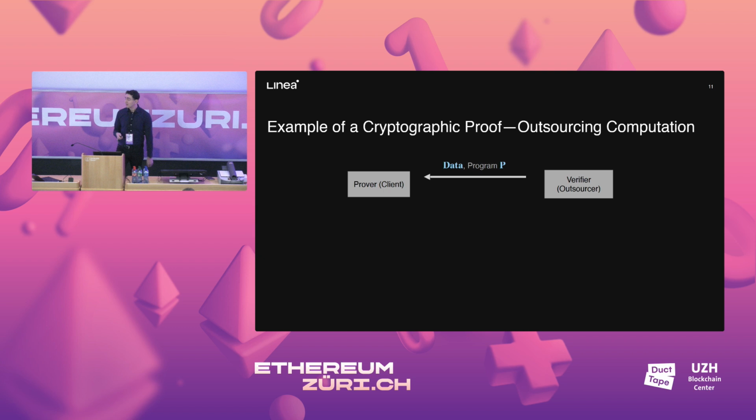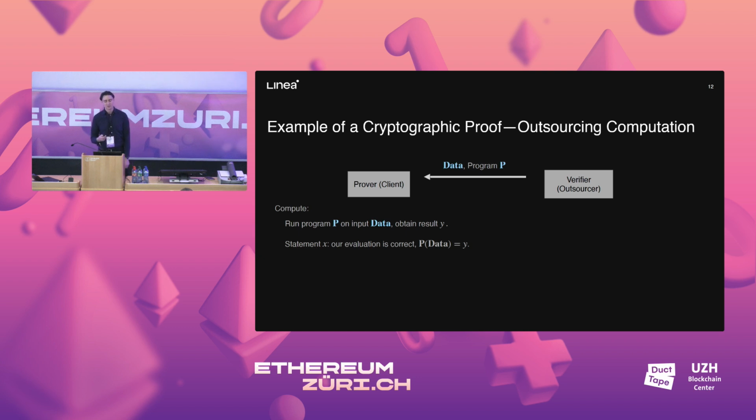Another example of cryptographic proof, which is actually going to be more relevant for this case, and in which we will not need secrecy, is outsourcing computation. So here the verifier is a weak machine. It sends some data, some program to the prover, the client, a powerful machine. And the prover runs the program on the input data and obtains some result.